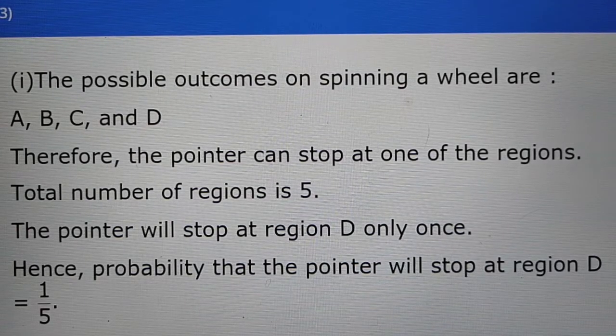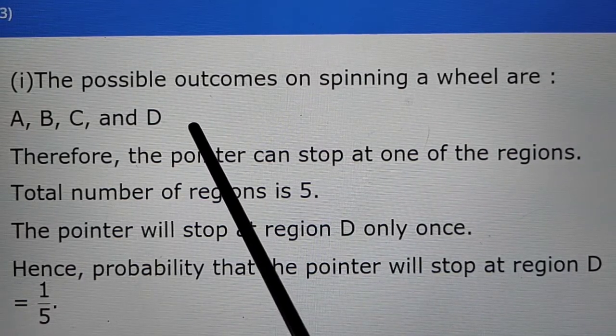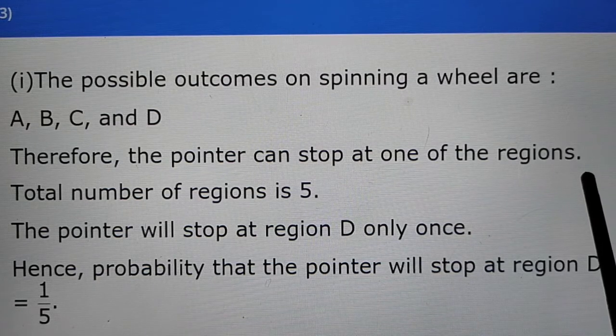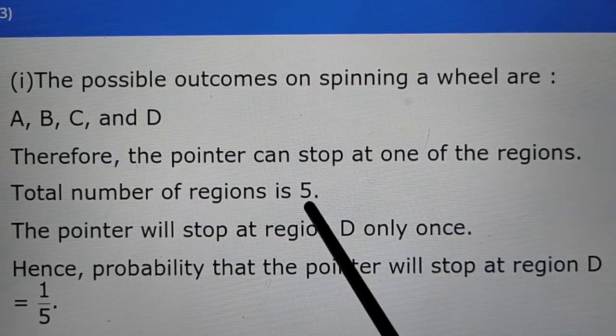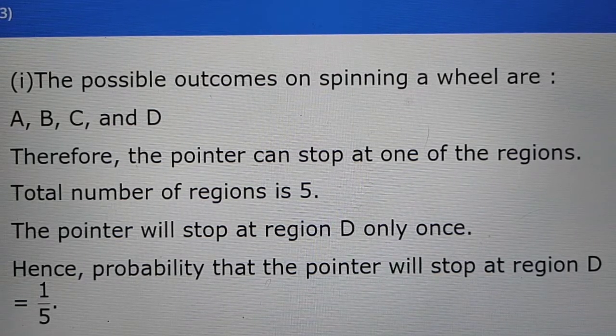So students, this is the method to write the answers. What are the probabilities? The possible outcomes on spinning a wheel are A, B, C and D. Therefore, the pointer can stop at one of the regions at a time. The number of regions is 5, 2 for A, 1 for B, 1 for C and 1 for D. The pointer will stop at the region D only once. That is only one chance. So hence the probability that the pointer will stop at D is 1 by 5. 1 is the favorable event and total outcomes are 5.